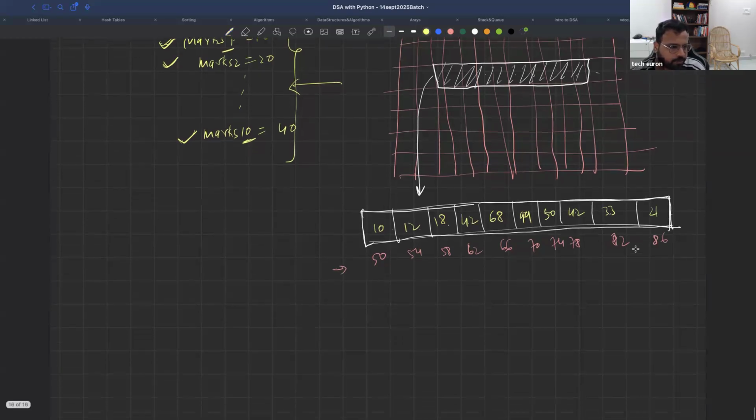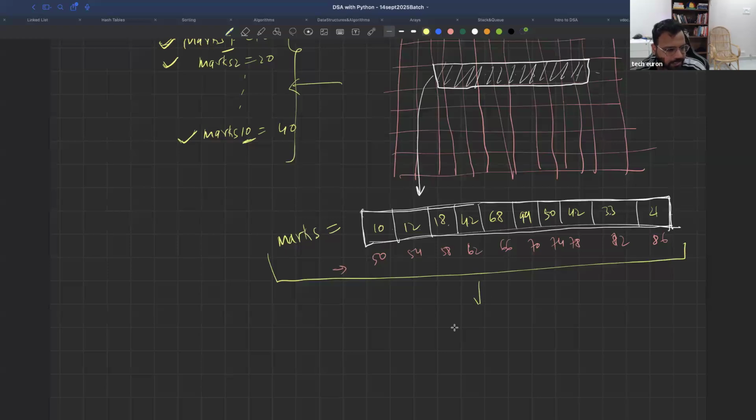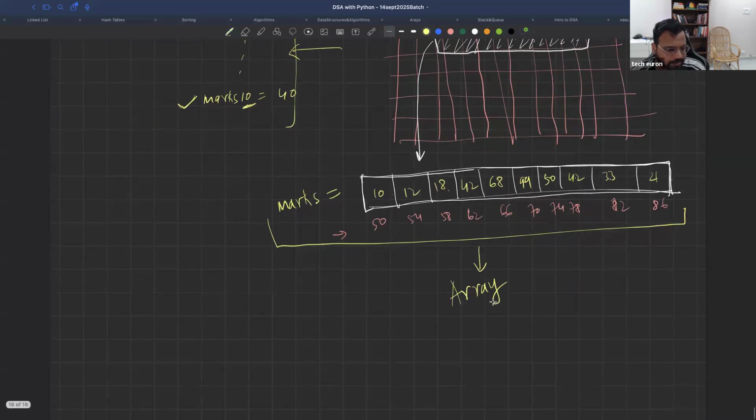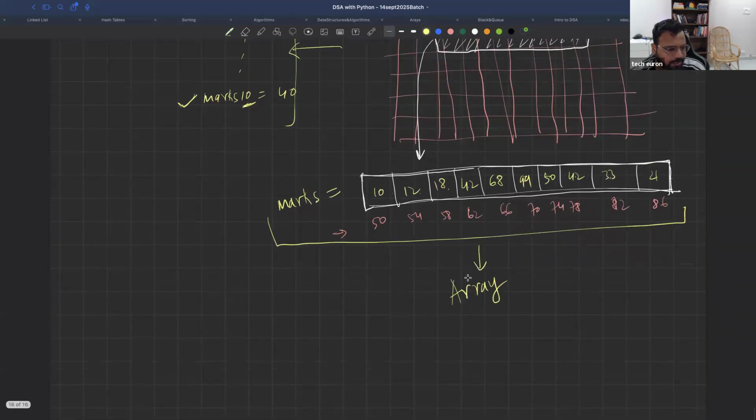This contiguous block of memory, I will call it marks. This arrangement, we will say this is one array. So what are the things in an array? What are the points in an array?